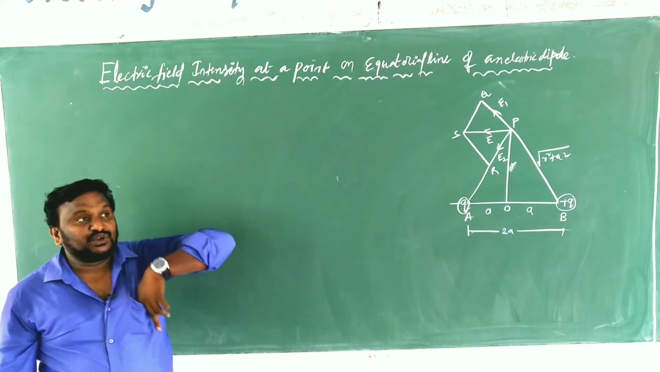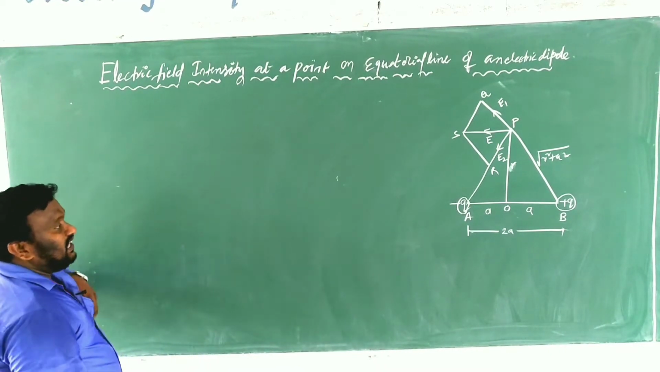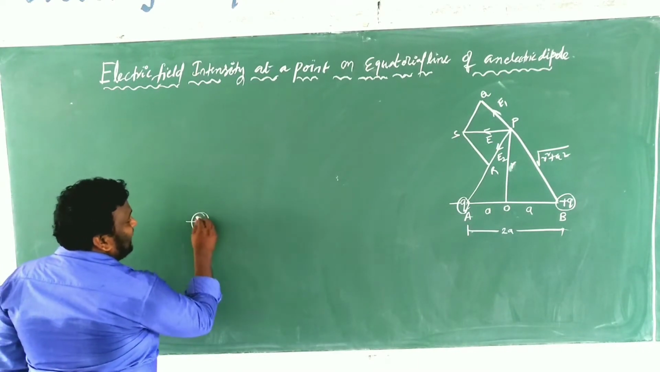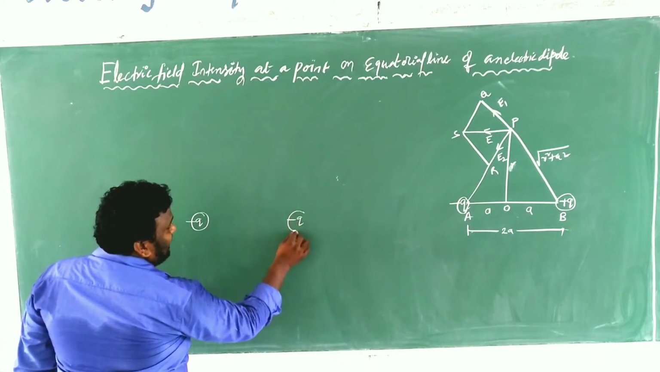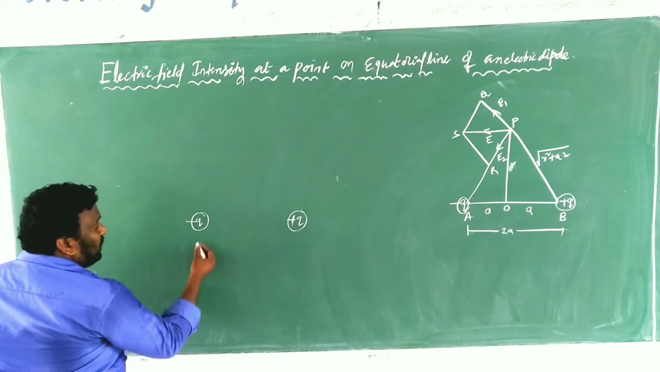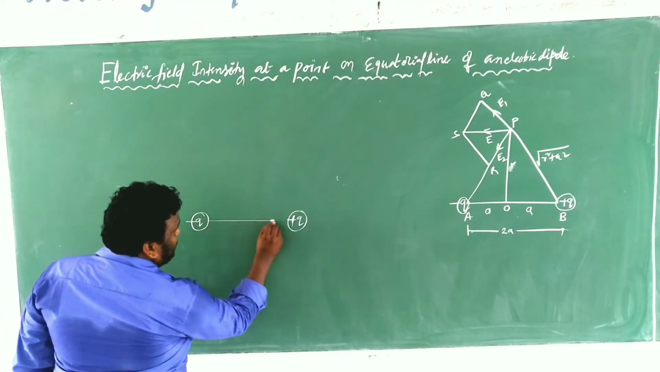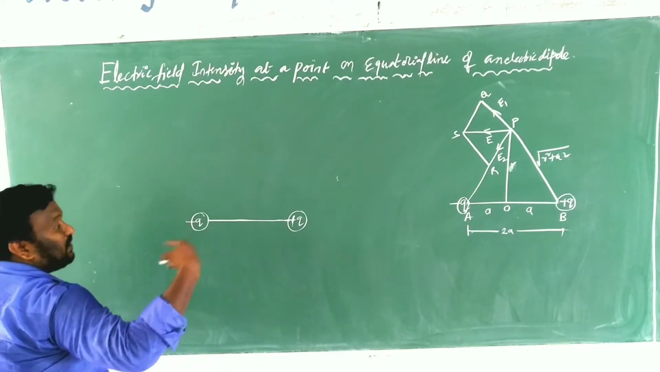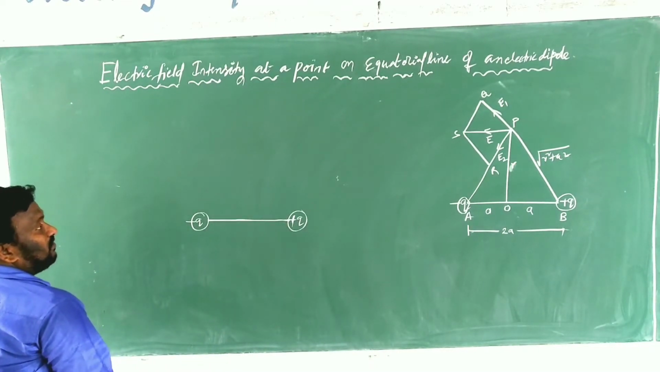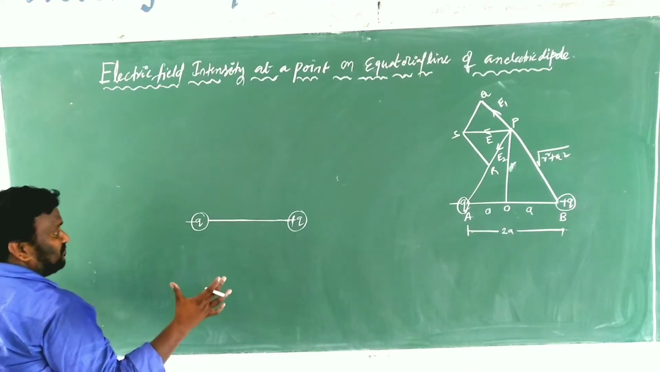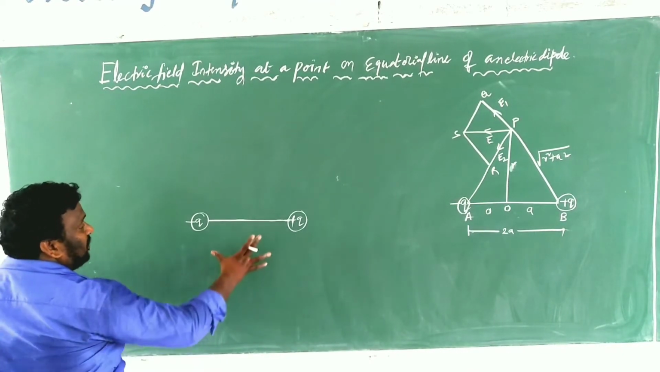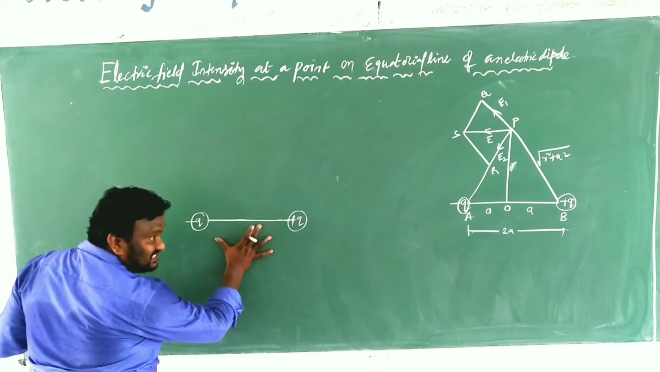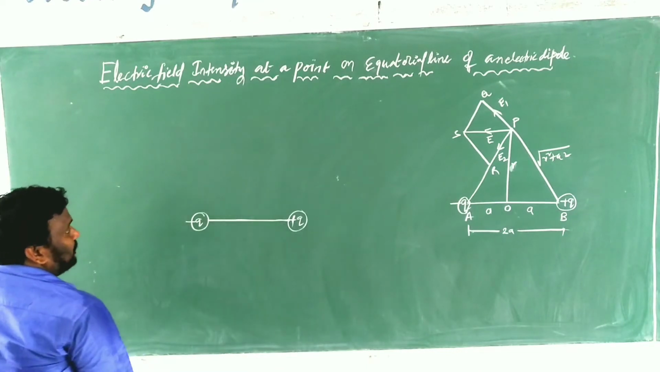Clear, children? So here, what is meant by equatorial line? Here it is an electric dipole. What is meant by an electric dipole? Two equal and opposite charges bounded together and separated by some distance is what we call an electric dipole. An electric dipole is nothing but a combination of two opposite, equal charges bounded together as a system.